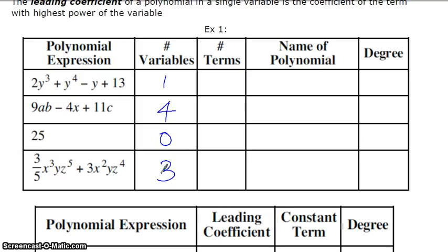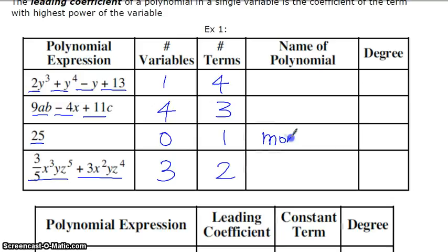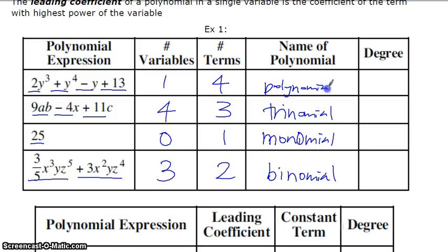Now, number of terms. Terms are separated by plus or minus signs, so there are 4 terms here. There are 3 terms here. There's only 1 term here. There are 2 terms here. Now all these are called polynomials. That's a general term. A polynomial with only 1 term is called a monomial, with 2 terms is called a binomial, and with 3 terms is called a trinomial, and 4 or more is simply called a polynomial.